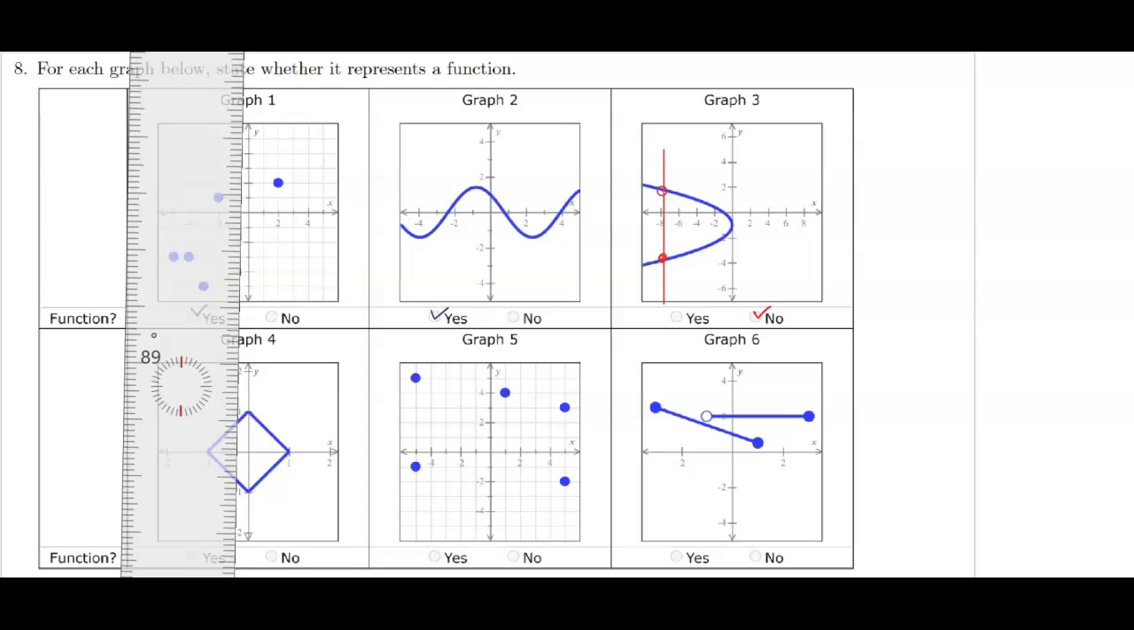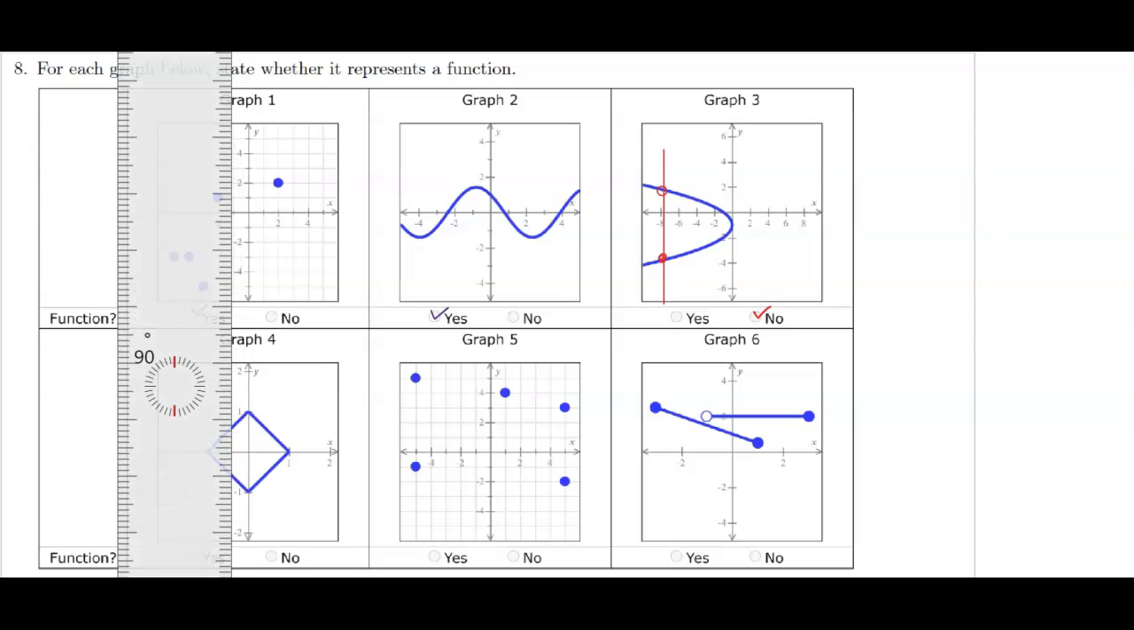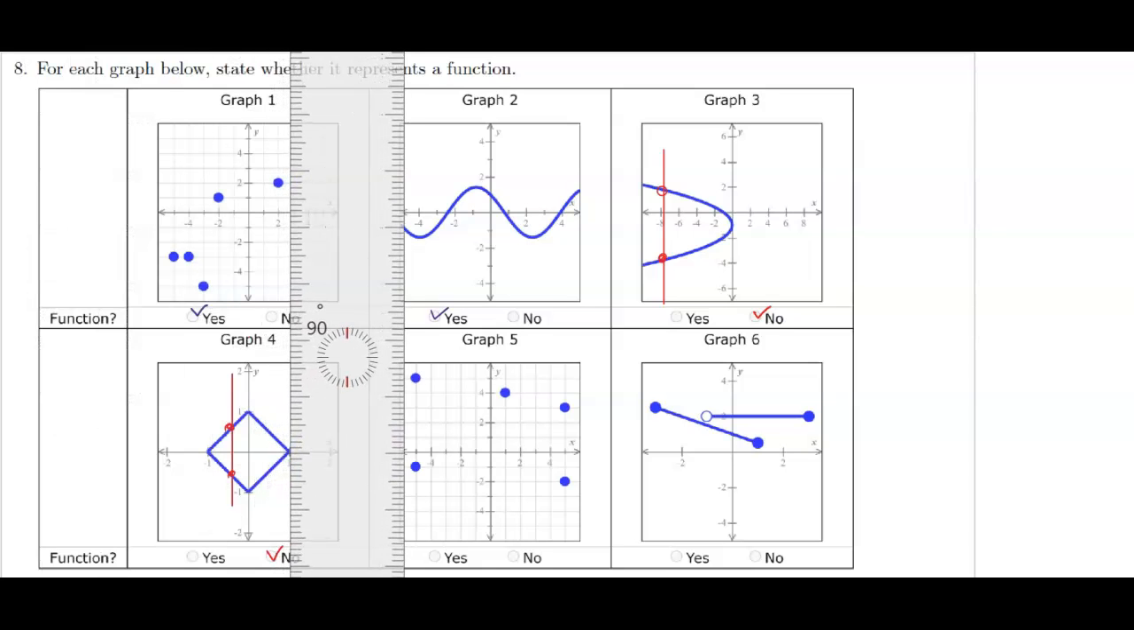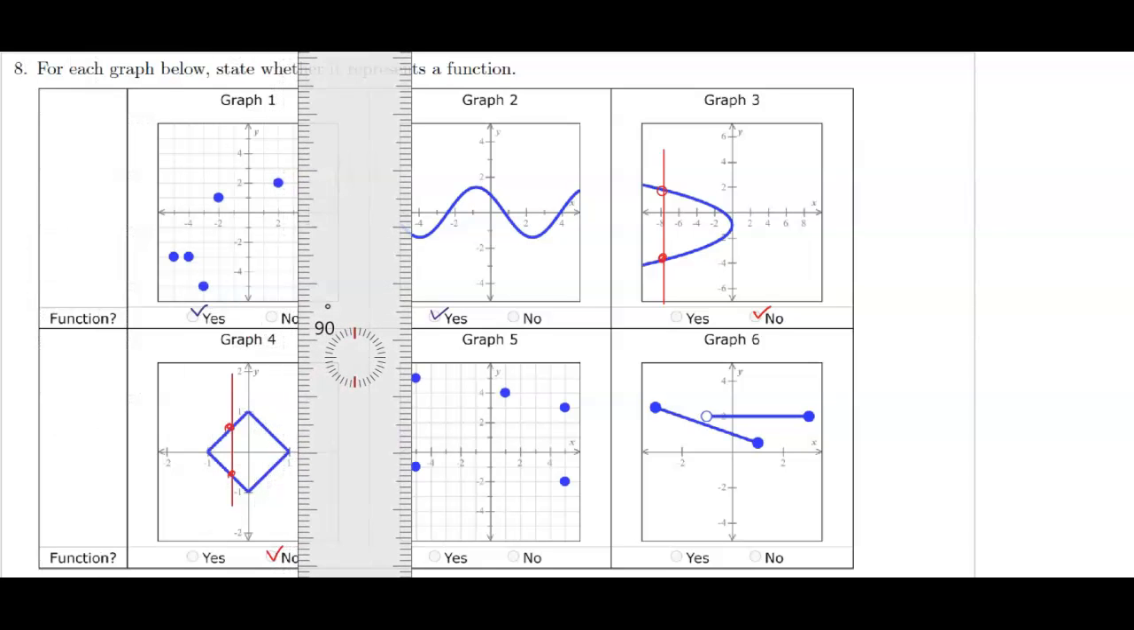All right, graph number 4 is similar. For instance, this vertical line is intersecting this shape twice, right? So definitely this is not a function. For graph number 5, we have, for instance, this line intersecting the graph twice, so it is not a function.